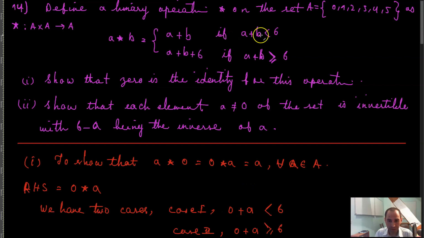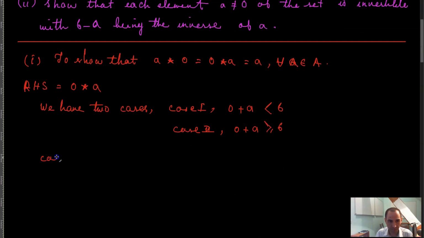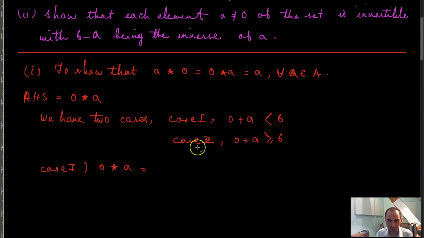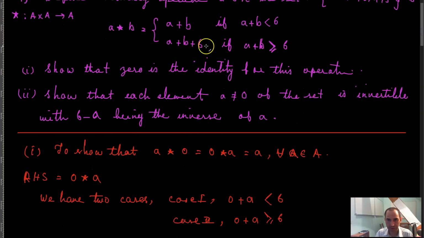Now, in case one, A star B is equal to A plus B. So in case one, we know that 0 star A is equal to A plus B, which is equal to 0 plus A. In case two, we know that 0 star A is the same thing as 0 plus A plus 6, if that is greater than or equal to 6.